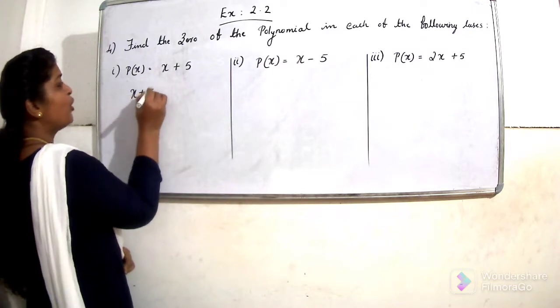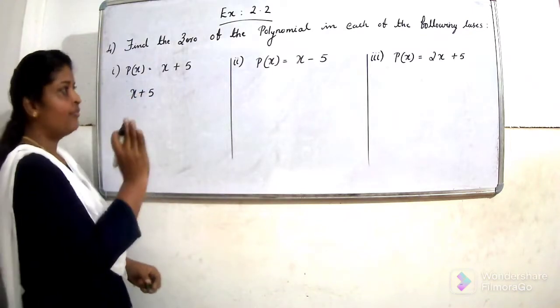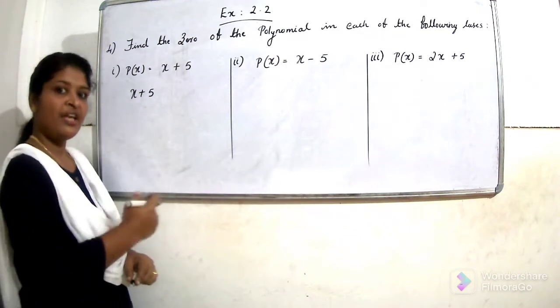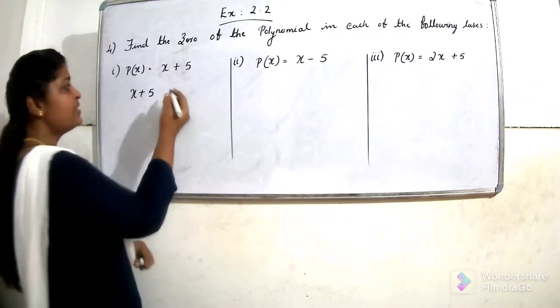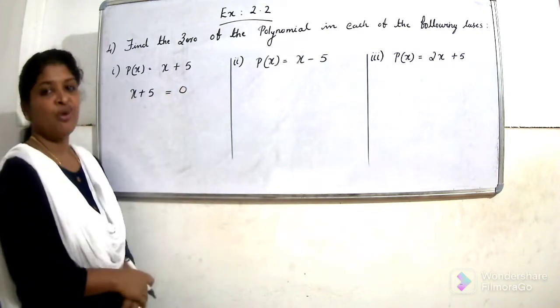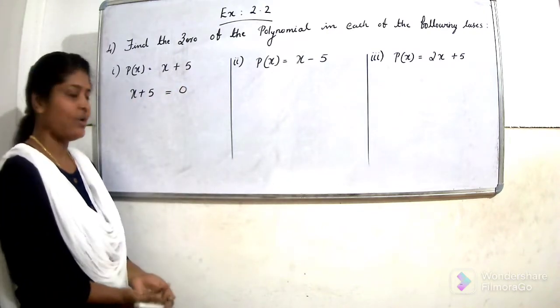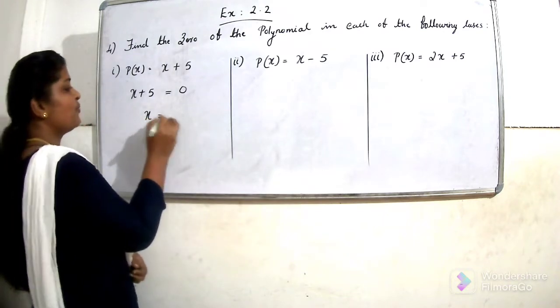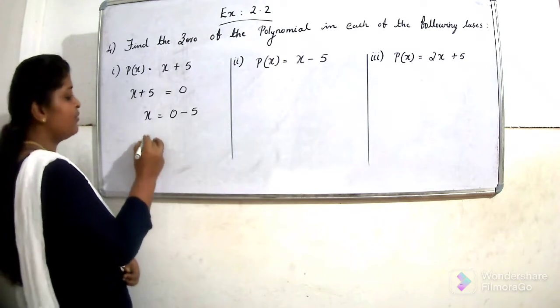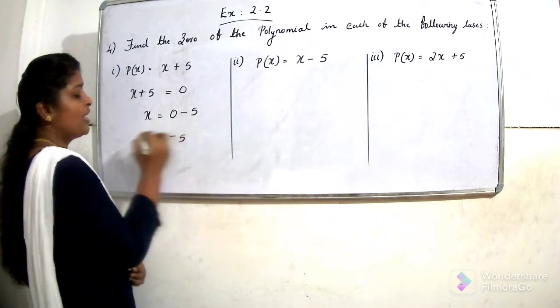First itself, the polynomial we have to write. Whatever the polynomial is given, that polynomial we have to write and we have to equate that with 0, equal to 0. Now this is in the form of a simple equation we have to solve. x equal to 0 minus 5. 0 minus 5, the answer is negative 5.